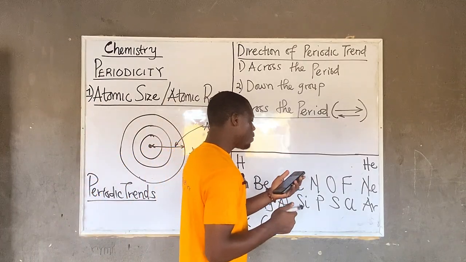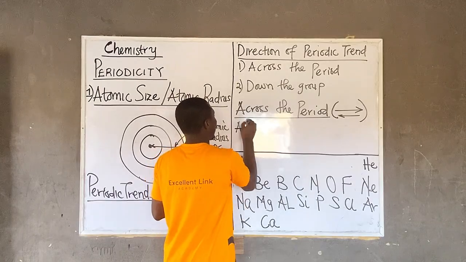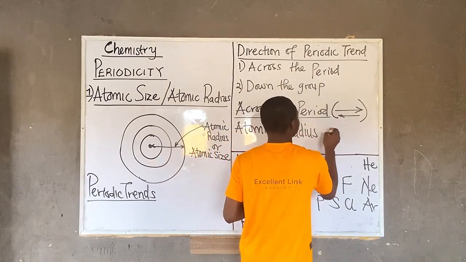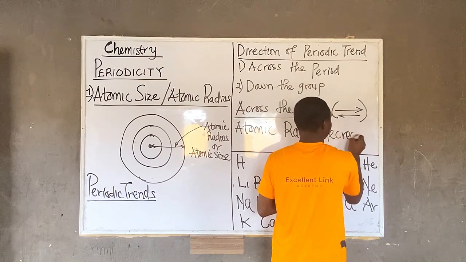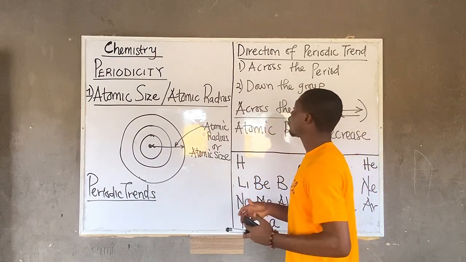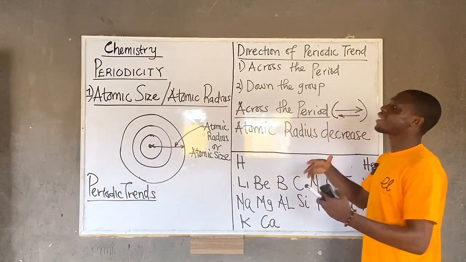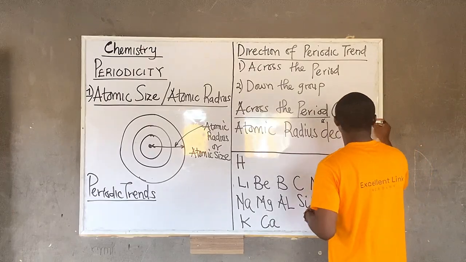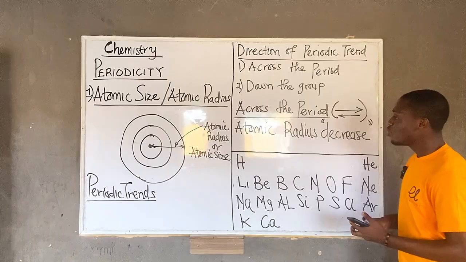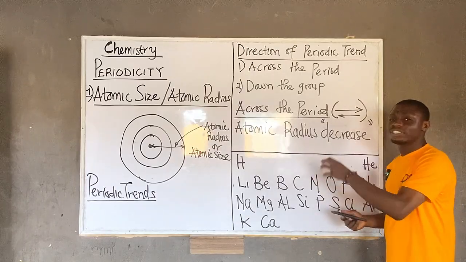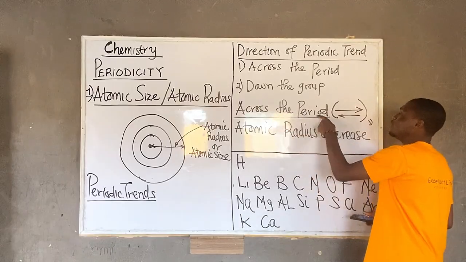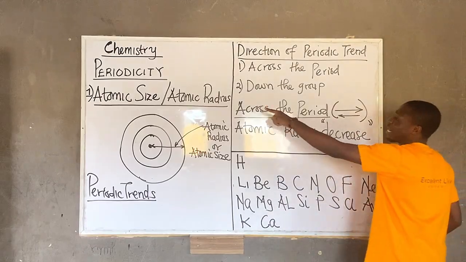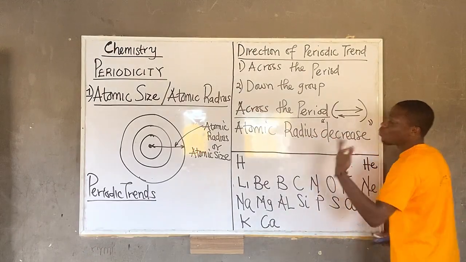So for across the period, what's the concept for atomic radius? Please note, atomic radius, or atomic size, decreases. They might ask you, across the period, what happens to atomic radius? It decreases. Very important. Now, what's the reason why it decreases across the period?